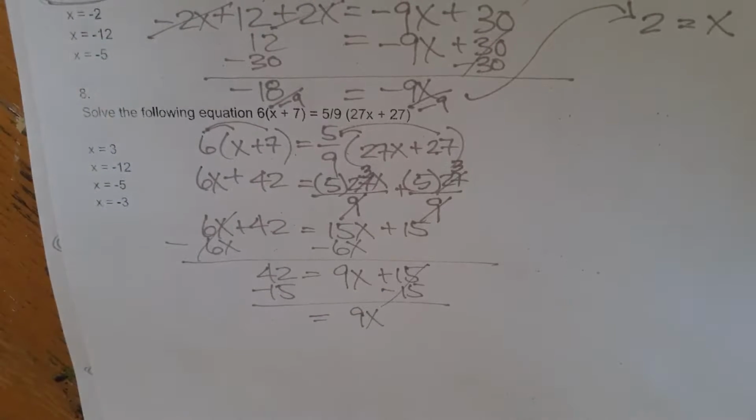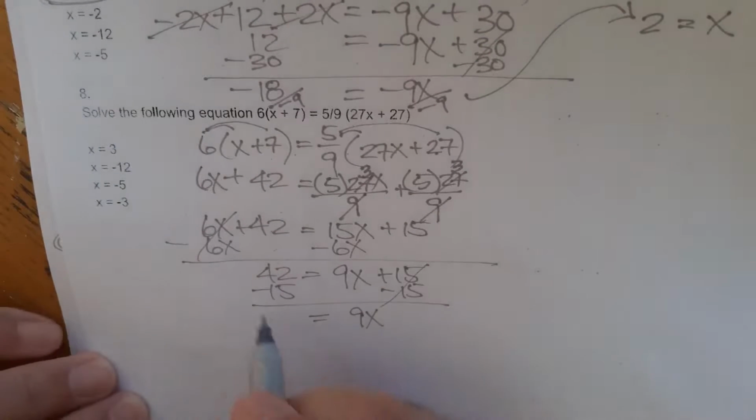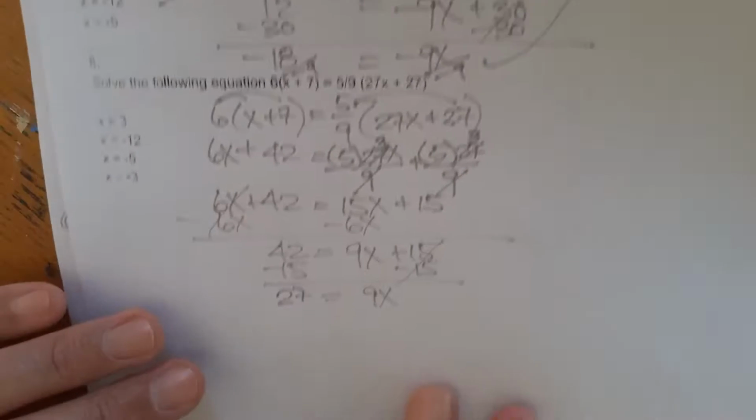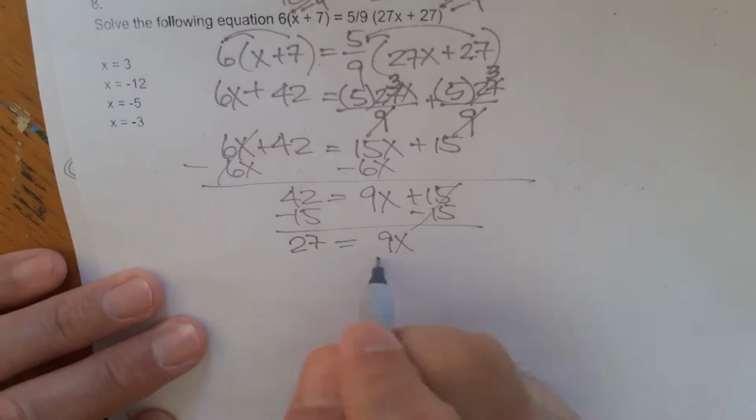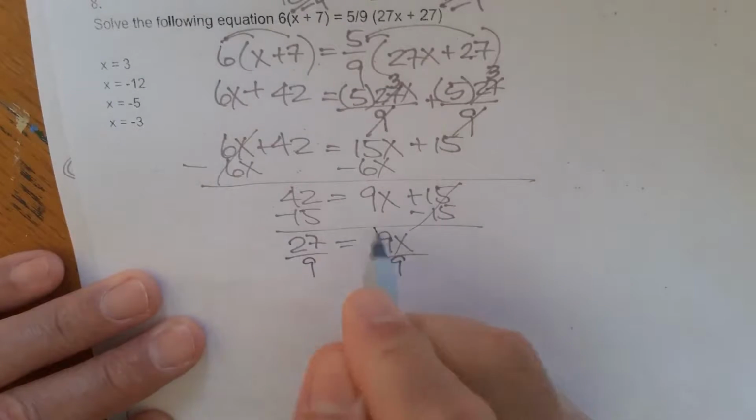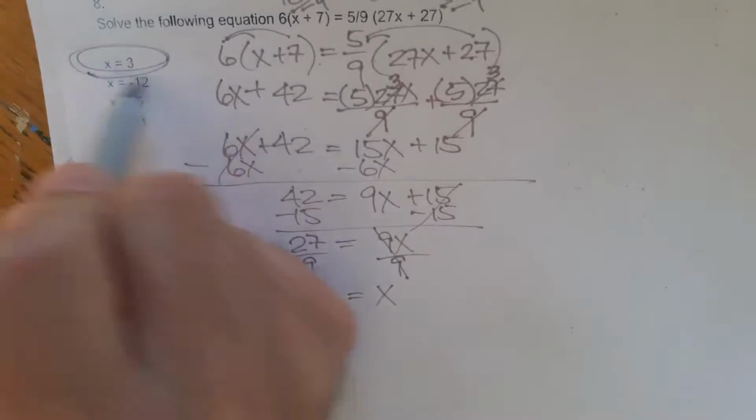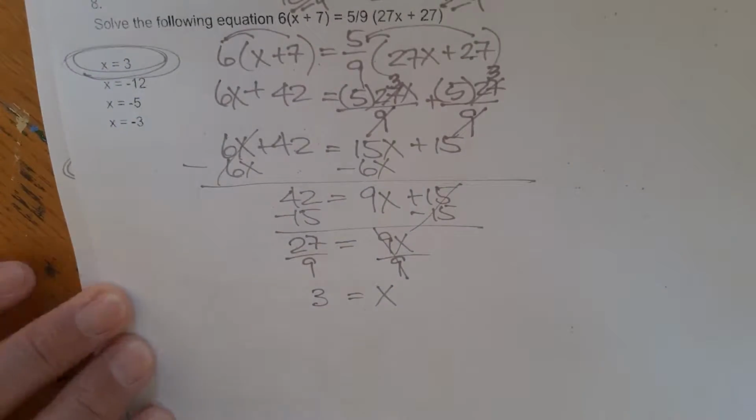9x equals 42 minus 15. Well, let's see. 40 minus 15 is 25, plus 2 is 27. So it looks like 27 here. I'm happy about that because it divides evenly into the 9. So divide both sides by 9. X equals 27 divided by 9 is 3. X equals 3. Right, I'm okay with that.